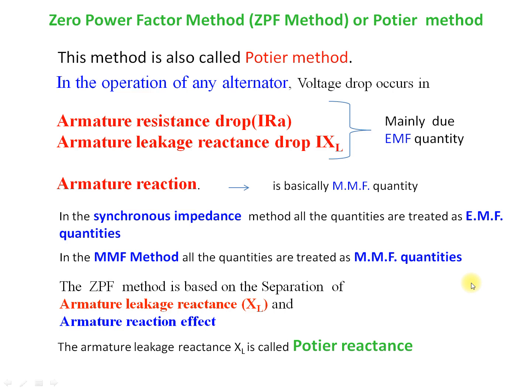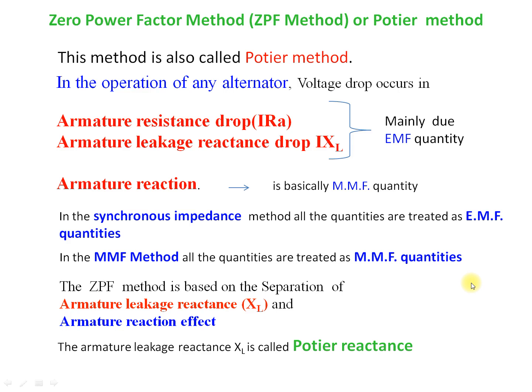But another cause of the voltage drop in an alternator is the armature reaction. Basically it is an MMF quantity. So the MMF method has taken all the steps to find that particular armature reaction. But even though the value of the voltage regulation found in the MMF method is a correct one, it is not an exact one.